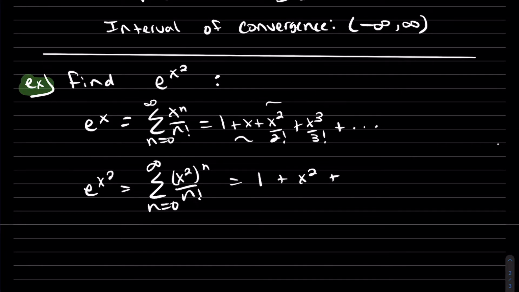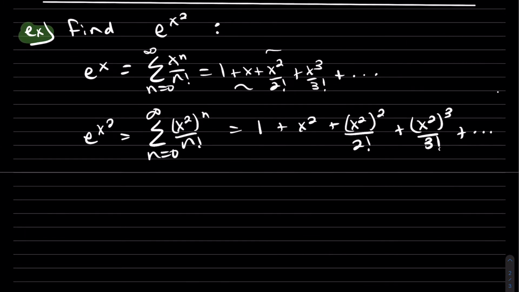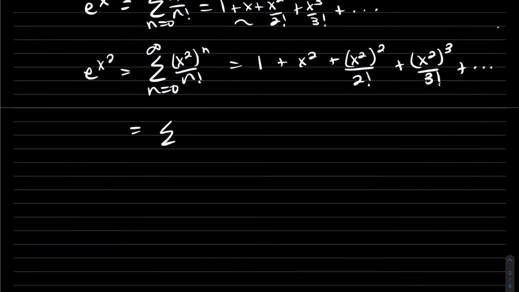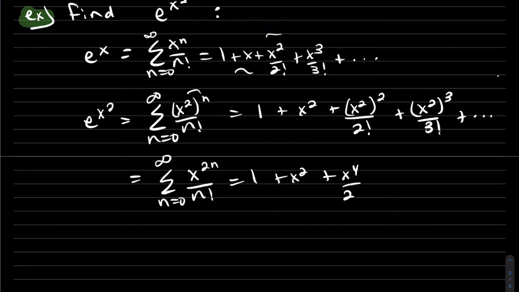This second x will be x squared, squared all over 2 factorial. This will be x squared to the third all over 3 factorial. And to simplify that, we can simplify both of them. This is power to power, 2 times n to the n factorial. This is x to the fourth. And it looks like this is the same.